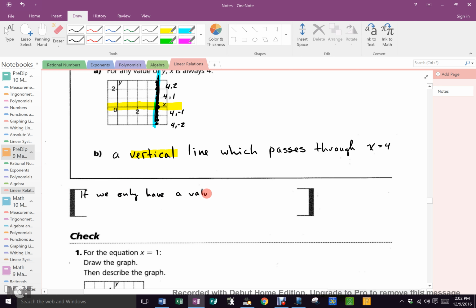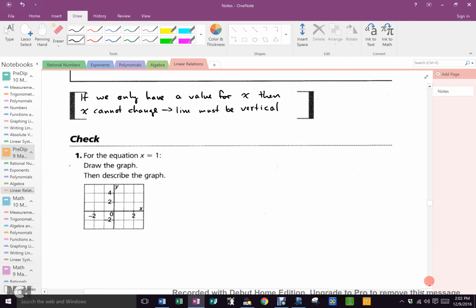Or if you only have a value for x, then you draw a vertical line. If x cannot change, the line must be vertical. So you guys, what's that one going to look like?